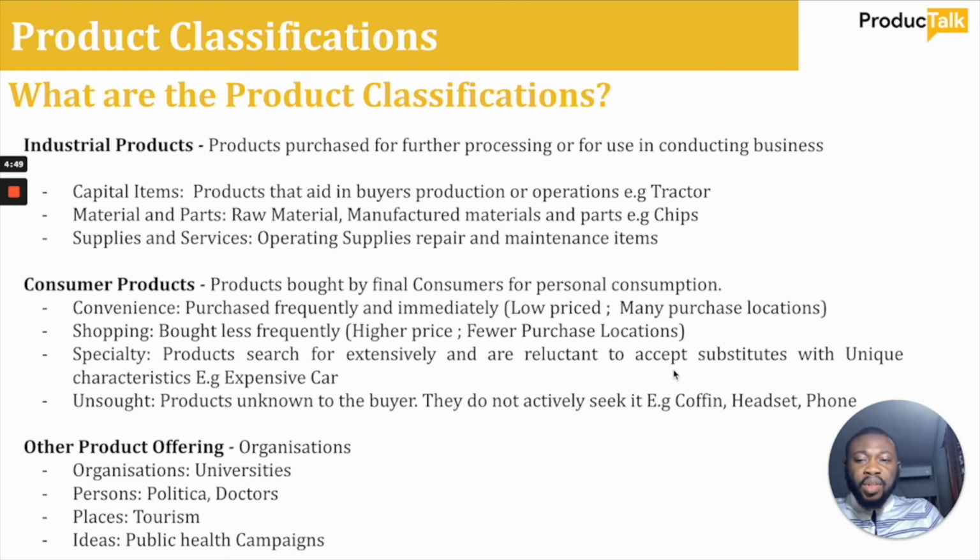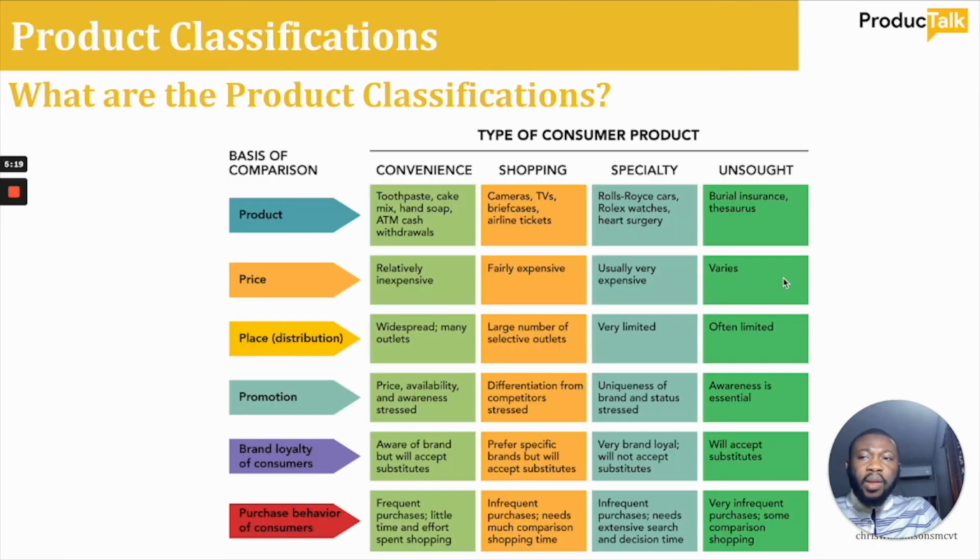Now we have other product offerings. These are not really in the diagram, but these are just other things. So for example, your organization, a university could offer a product offering. They have courses. An individual, a politician, for example, right? Doctors, they have an offering. You go to different places, tourism, you have the public health campaigns, they can come up with different ideas. So these are not really part of the two groupings, but these are just examples of other things that would be nice to know.